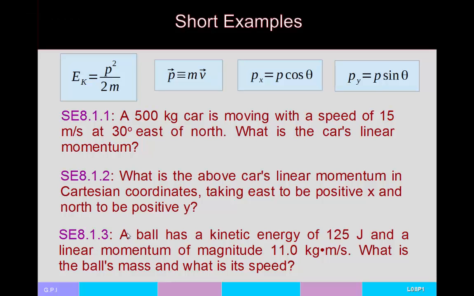Third example, and this is using the other set of equations, namely this one. Suppose you have a ball whose kinetic energy is 125 joules and a linear momentum of magnitude 11 kilogram meters per second, or in other words, 11 Newton seconds. What's the ball's mass and what is its speed? So let's see how we do that.